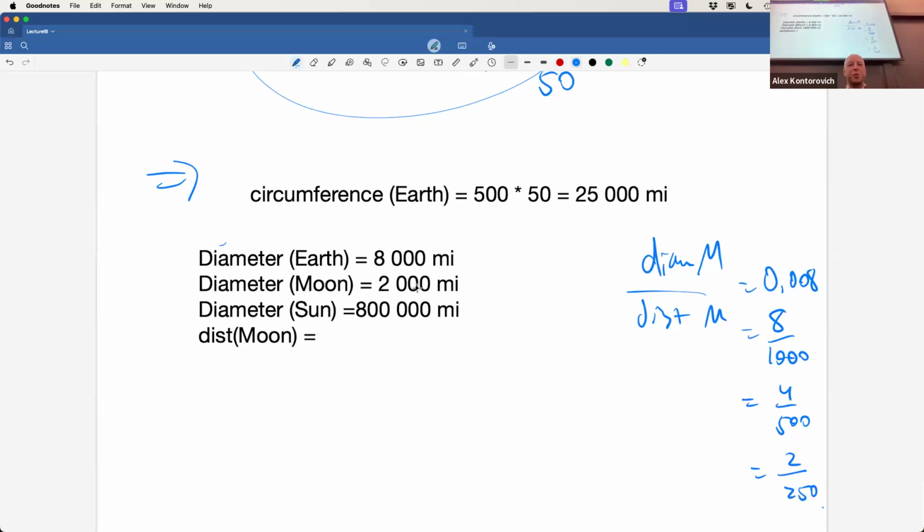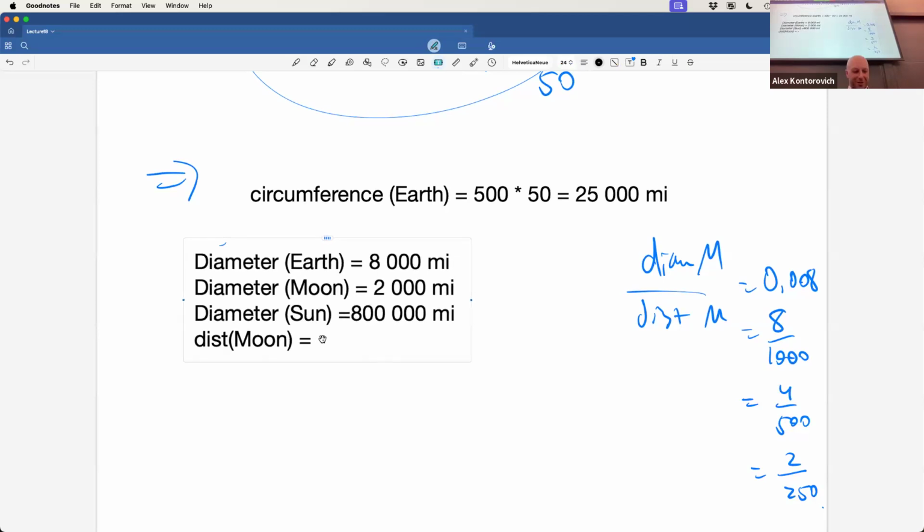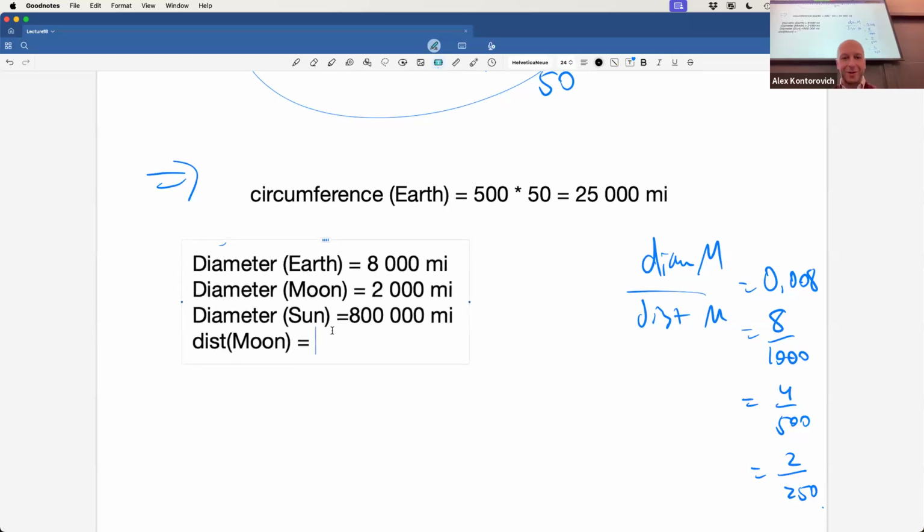So if the diameter is 2,000 miles, then the distance to the moon is 250. The ratio is 2 to 250. So this is 2, then the other one is 250. So, let's try to make this a slightly easier computation. So this is 250,000 miles. By the way, the distance to the moon from the Earth is less than half of the diameter of the sun. The diameter of the sun is 800,000 miles. The distance to the moon is only 250,000 miles. Okay, just to put that in perspective.